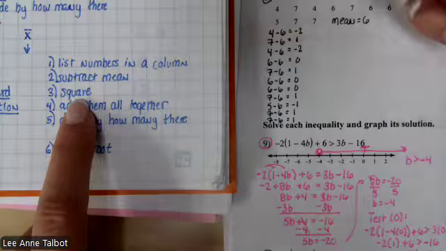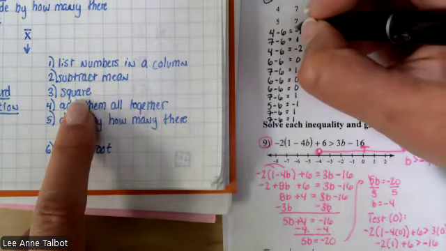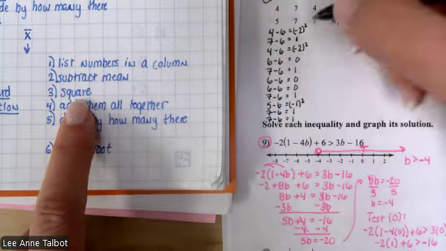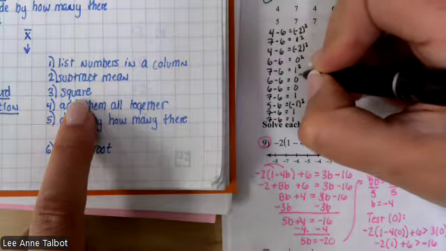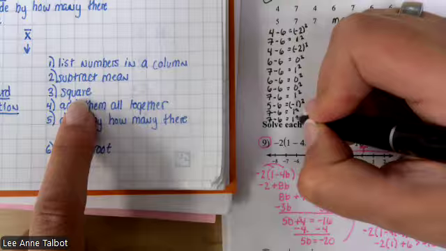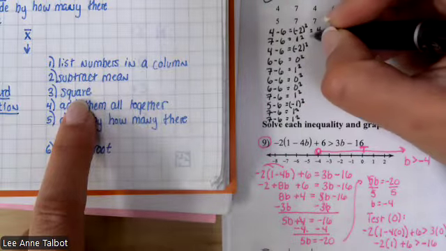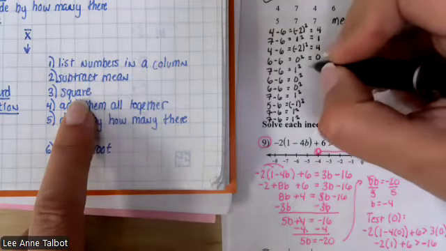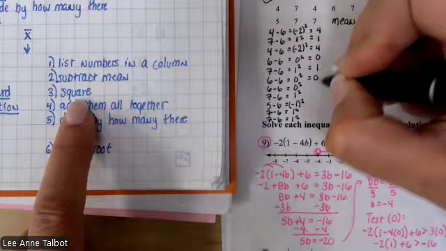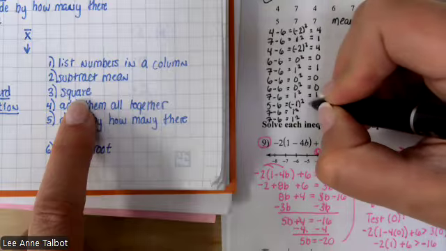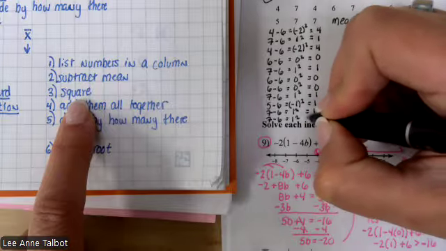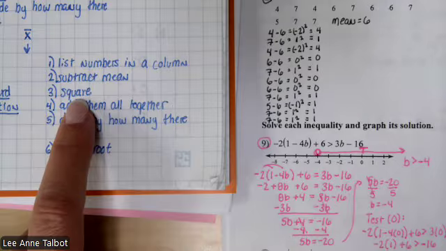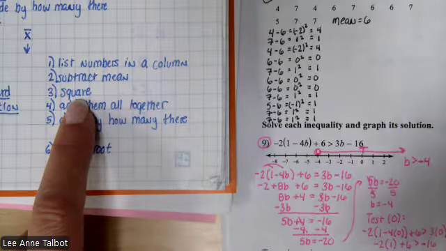Okay, step 3, square them. Notice how they all came out positive.